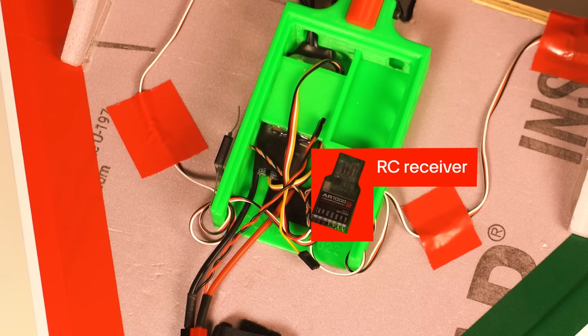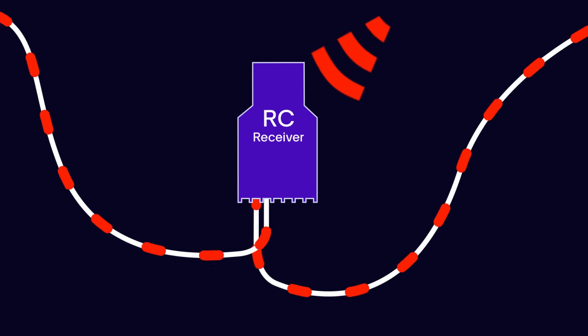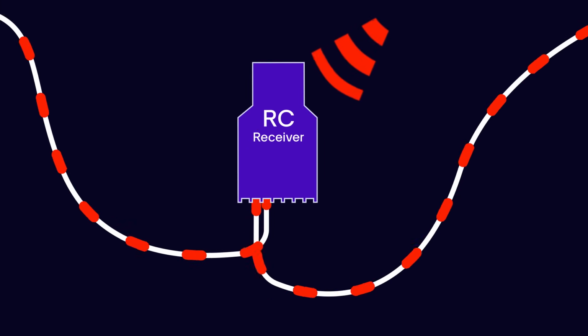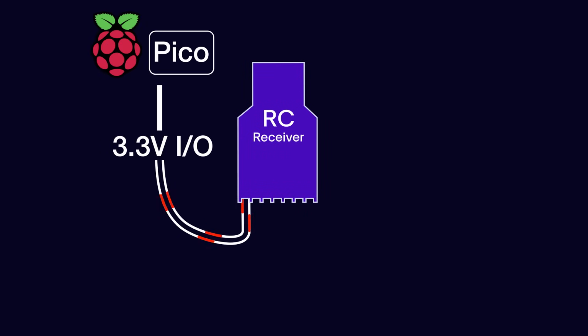Modern RC receivers use built-in microcontrollers to process the data from the transmitter into servo pulses. Many of these microcontrollers use 3.3-volt I/O signals, which are compatible with the Pico.